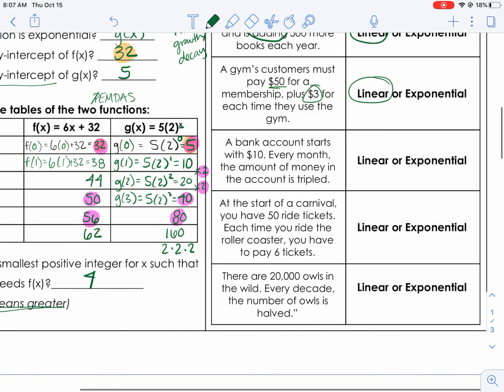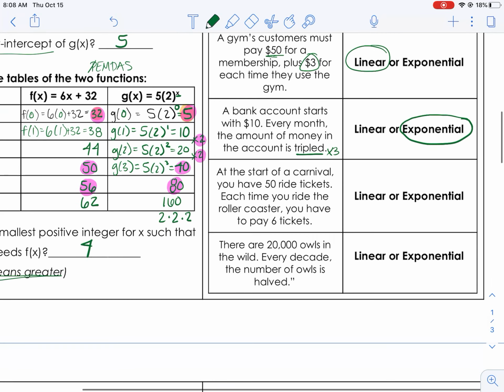A bank account starts with $10. Every month the amount of money in the account is tripled. First of all, I wish my money in my account was tripled every month. That'd be awesome. But notice that tripled means times 3. We multiply by 3. So if we are multiplying or dividing, that's our pattern. That's an exponential function.